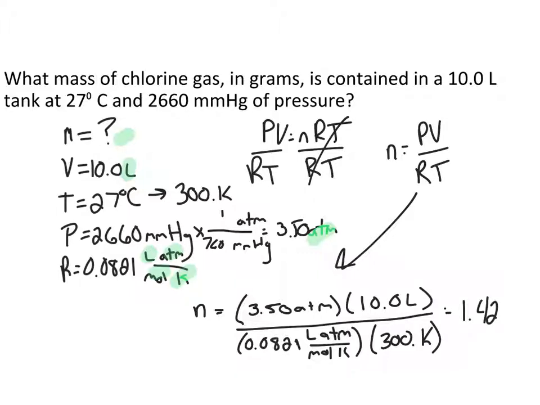Now, all of that equals 1.42. A lot of people get confused here, so let's cancel our units to find out what unit that's in. So atmospheres cancel, Kelvins cancel, liters cancel, so I'm left in moles. So that's 1.42 moles of chlorine gas, and that's not what it asked for. It asked for mass of chlorine gas, so I still have one more step.